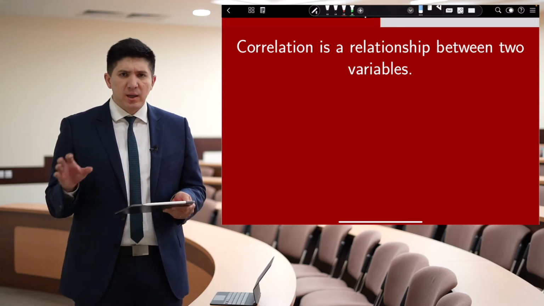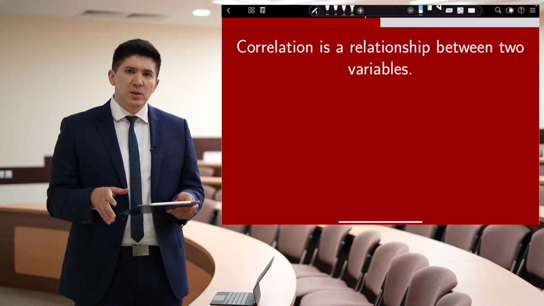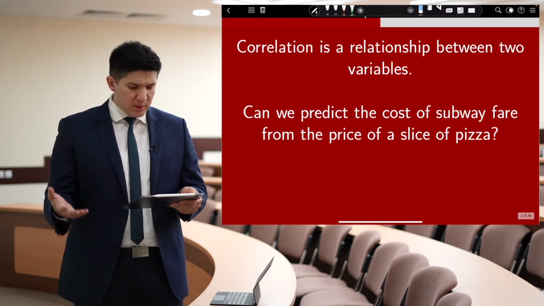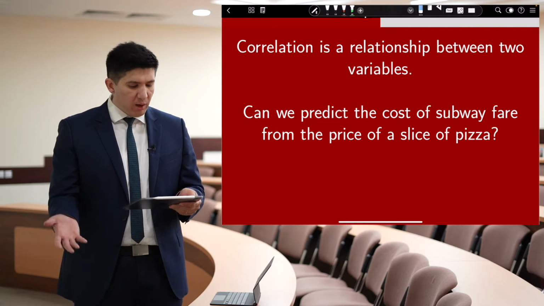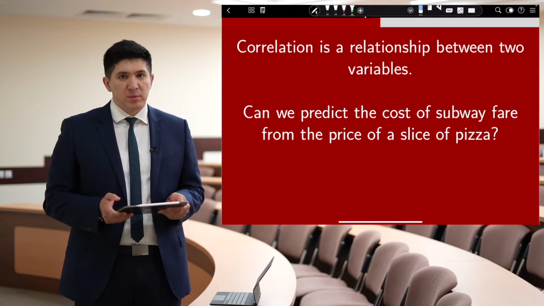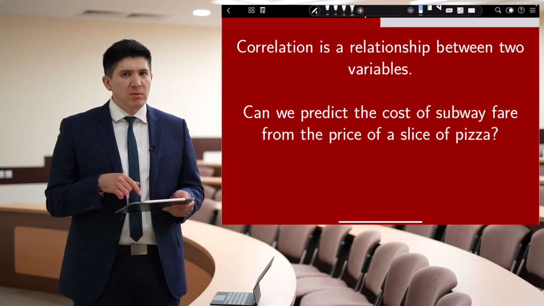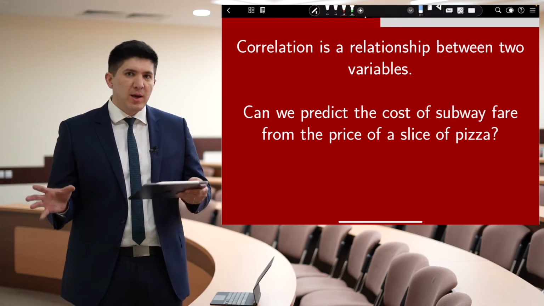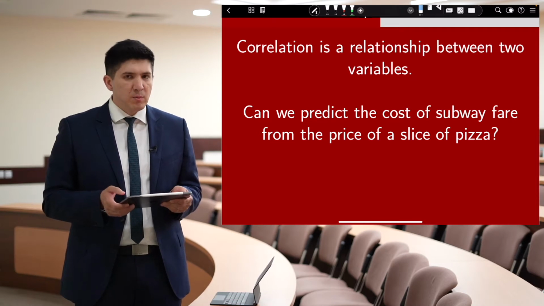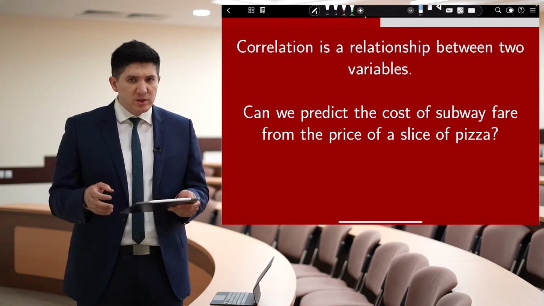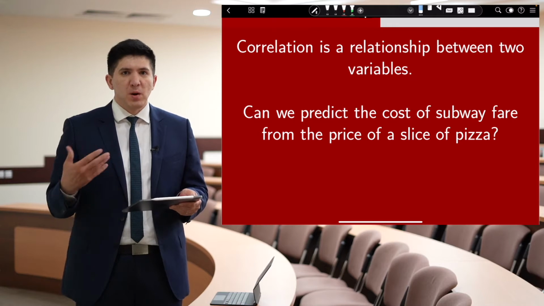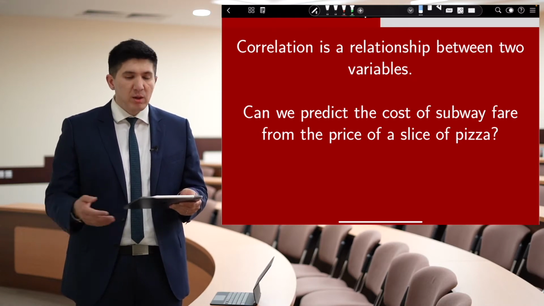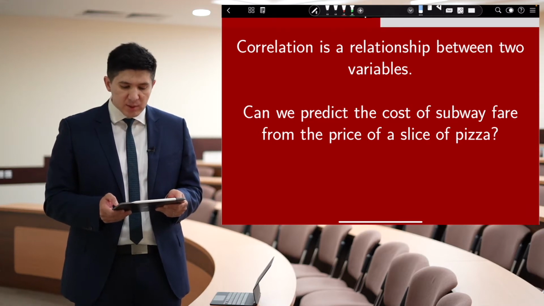So I've taken an example from the statistics books, which is closely related to this example. I would like to predict the cost of the subway fare from the price of a slice of pizza. Don't you think that this example fits our example with the price of bread and the fares of the bus? I think pretty much. So by the end of the lecture, I would like to know whether it is possible to predict the price of the subway fare from the price of a slice of pizza.